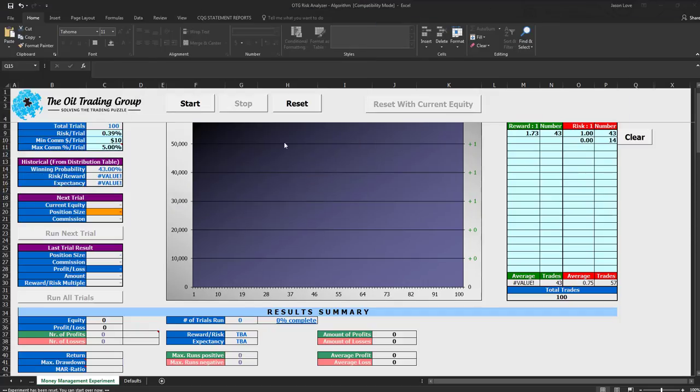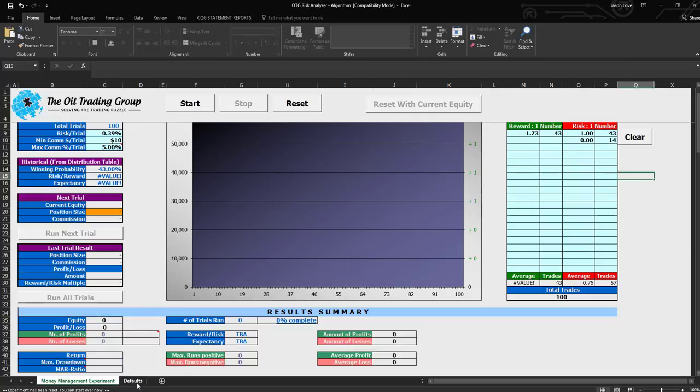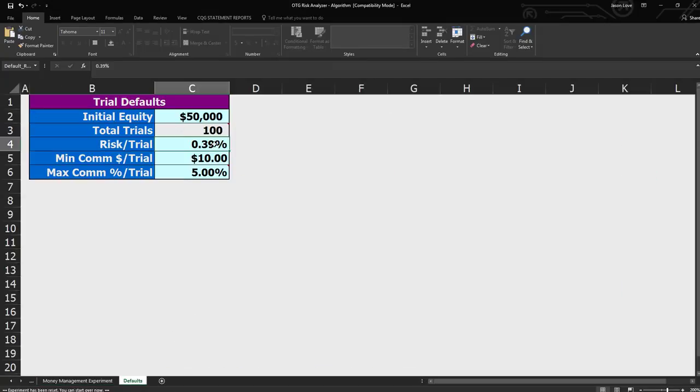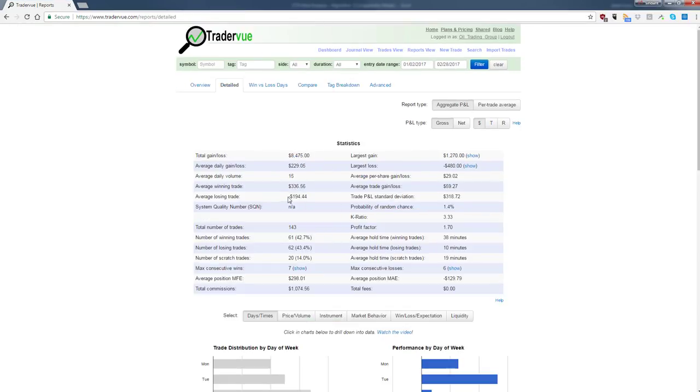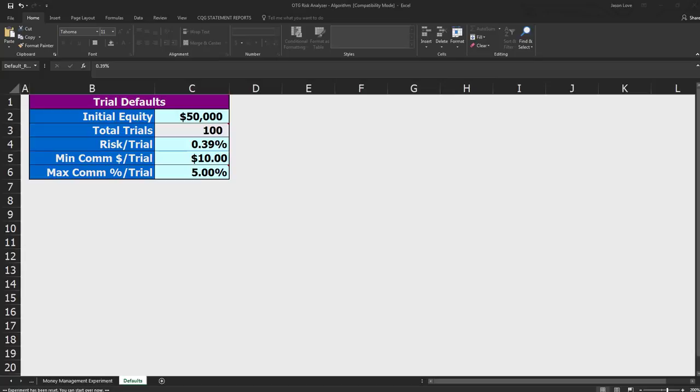So let me move this out of the way here. Let's go over how the defaults are set. $50,000 account, initial risk is 0.39%. How did I come up with that number? Well, my average losing trade here is $194. You see that right here, right? My average losing trade is $194. So if you take 194 and divide it by 50,000, that is 0.388, or in this case 0.39% risk. So very low risk.